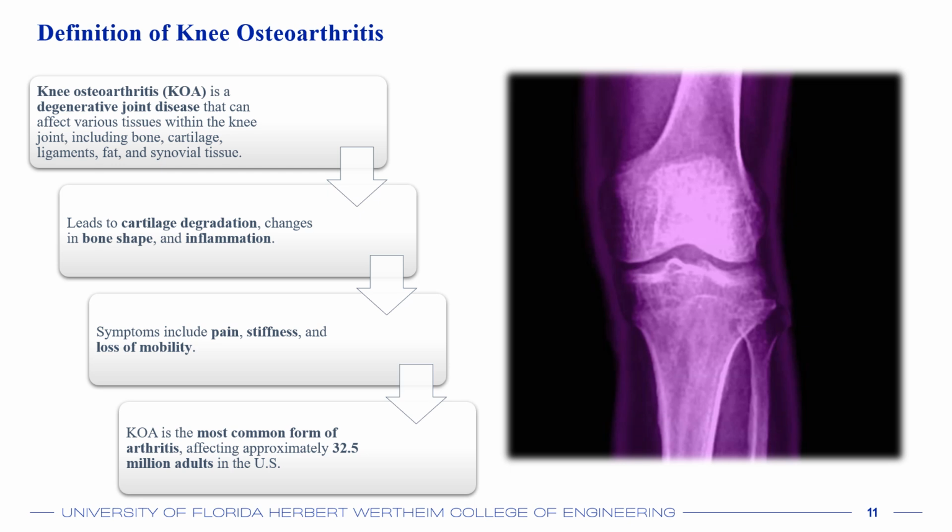This can degrade cartilage and change bone shape, as well as lead to inflammation. Common symptoms of the condition include pain, stiffness, and a loss of mobility, and this condition already affects over 32.5 million U.S. adults and is the most common form of arthritis.